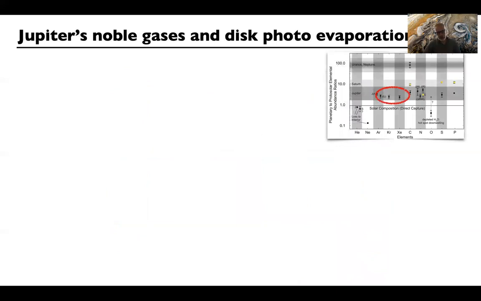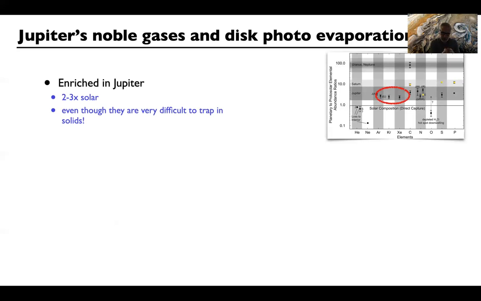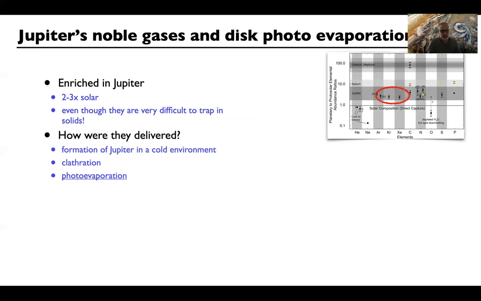There are interesting questions that you can ask and relate to the origin of our solar system, thanks to measurements done in giant planets. For example, with the Galileo probe, we measured that Jupiter's noble gases are also enriched by this factor 2 to 3 times solar. So it's not only carbon, nitrogen, sulfur that are enriched, it's also noble gases. Noble gases are very hard to trap. You must go down to very low temperatures in order to embed them into solids. And so that was a big question. And how can you deliver them?